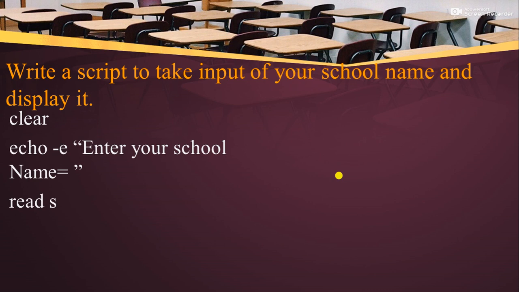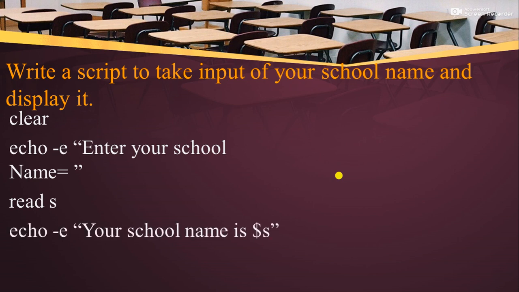Read will take the input from the user at the output time, and it's stored into the variable s. You can take any variable instead of s, but over here for storing the school name I have taken the variable s. So at the output time the school name is stored into the variable s, and then we will display the message. So again echo -e, your school name is $s.